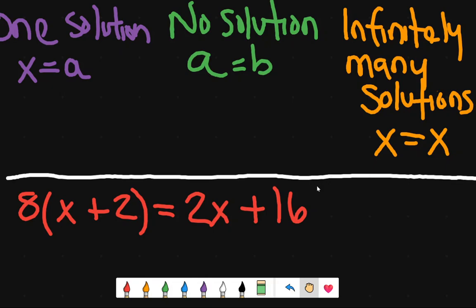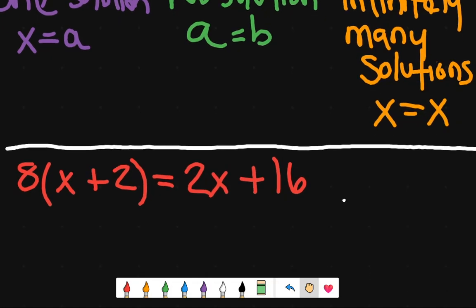So in this video, we're going to work on solving multi-step equations when we have to find if it's one solution, no solution, or infinitely many solutions. In this case, we will be using the distributive property. So the first step that we need to take here is to actually use the distributive property.